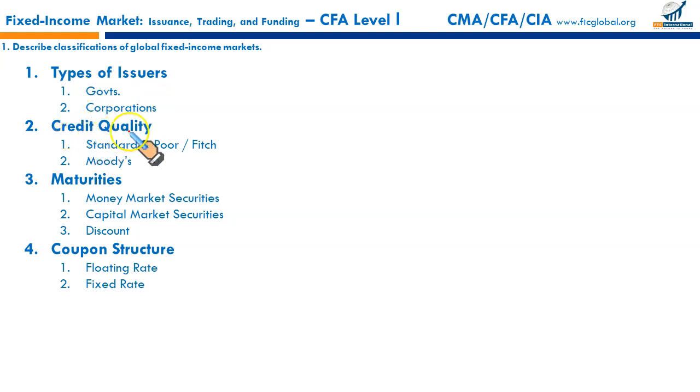Bonds could also be classified with regard to credit quality. There are 3 top credit rating agencies in the world: Standard & Poor, Fitch, and Moody's. Big 3. The market for rating is dominated by these big 3 rating agencies. So bonds can be classified with regard to the credit quality, with regard to the probability of default. As per Standard & Poor and Fitch, a bond that is rated as AAA, A, or BBB, such bonds are classified as investment grade bonds.